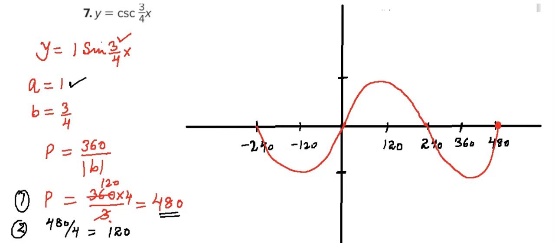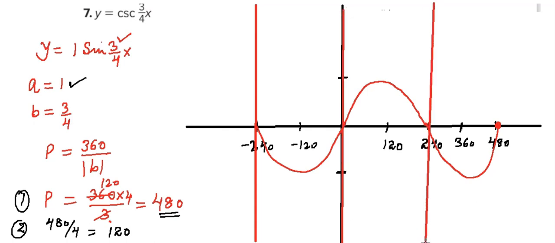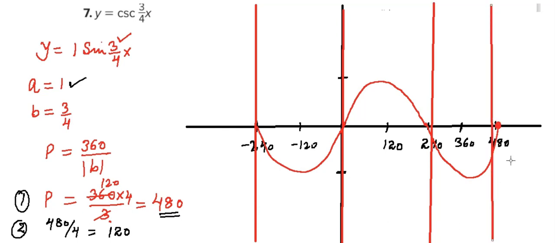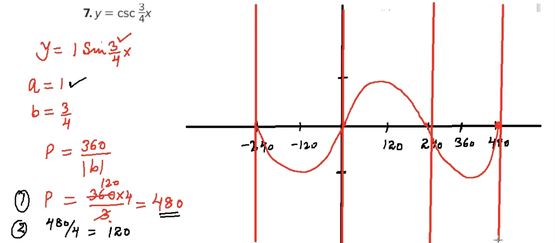So what do you need to do now? Draw the asymptote here. One asymptote already we have, y-axis already have. Other asymptote is here, at 240. So these are the asymptotes. Why my asymptotes are not straight? So I'll make it straight.